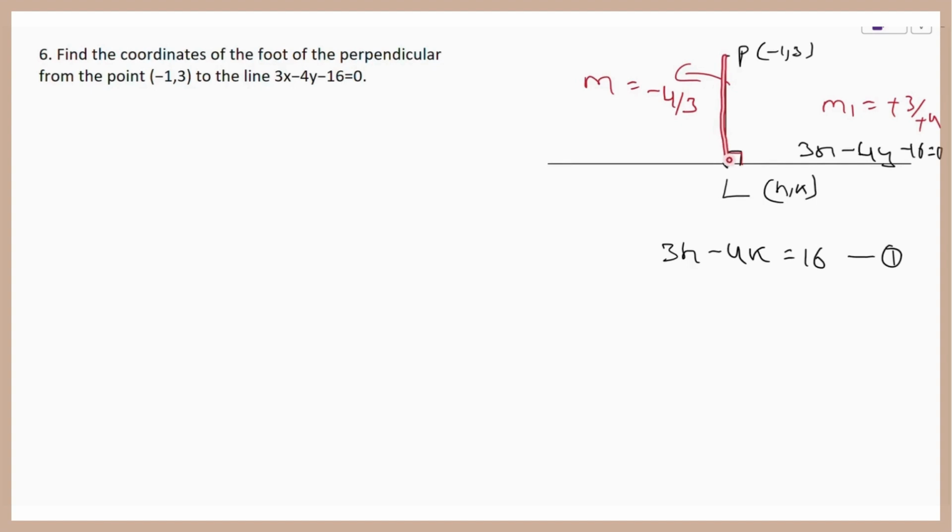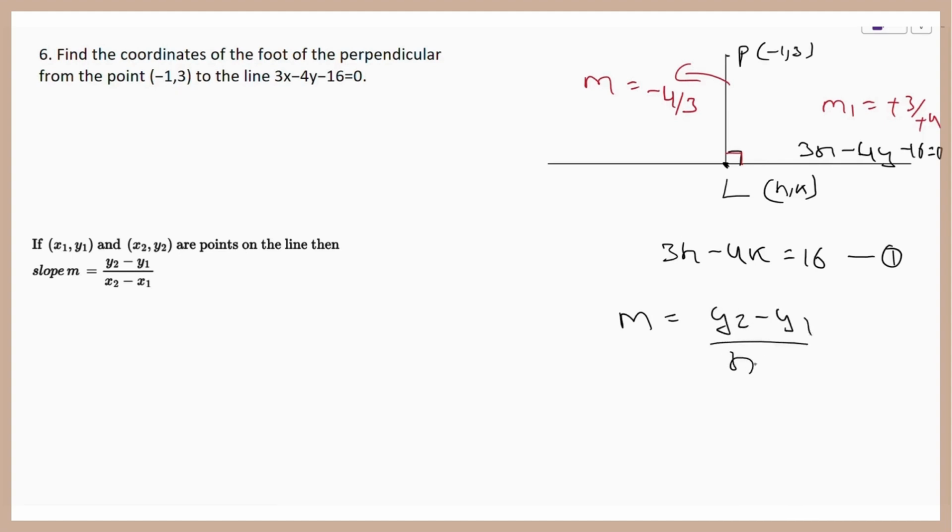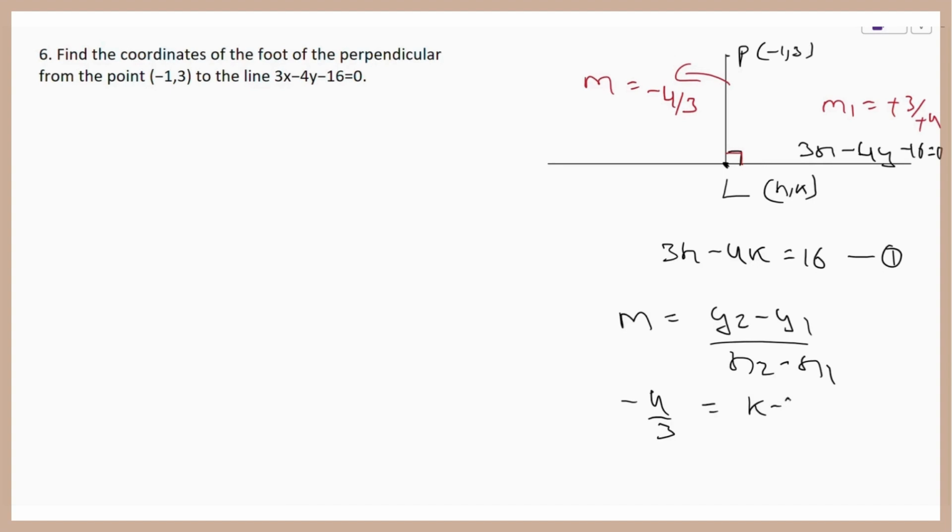Now the other equation we can obtain is using the 2-point form. We know the slope here and we know 2 points over here. So using the 2-point form, I'm taking the slope, first writing the formula: m is equal to y2 minus y1 over x2 minus x1. Well, the slope we know as -4/3. So -4/3 is equal to, let's say I take this as y2, k minus 3, divided by x2 minus x1, so this is h minus -1, that is +1.